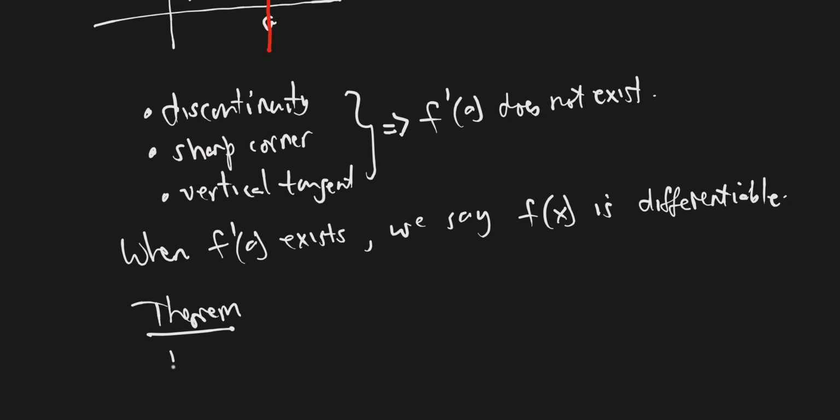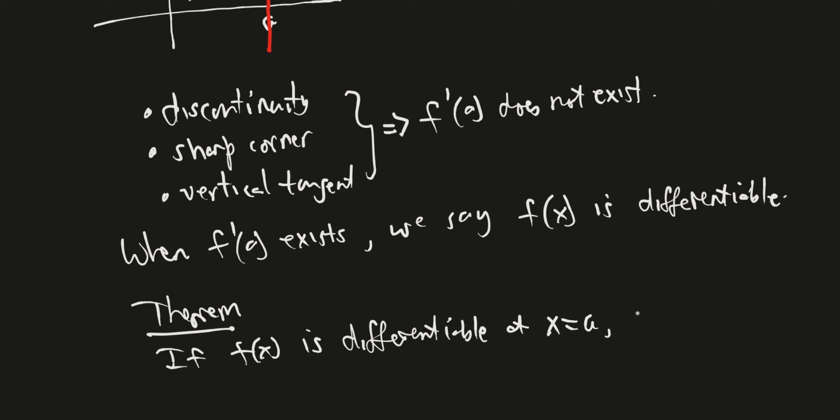And the theorem says, if f of x is differentiable at x equals a, then f of x has to be continuous at x equals a, right?